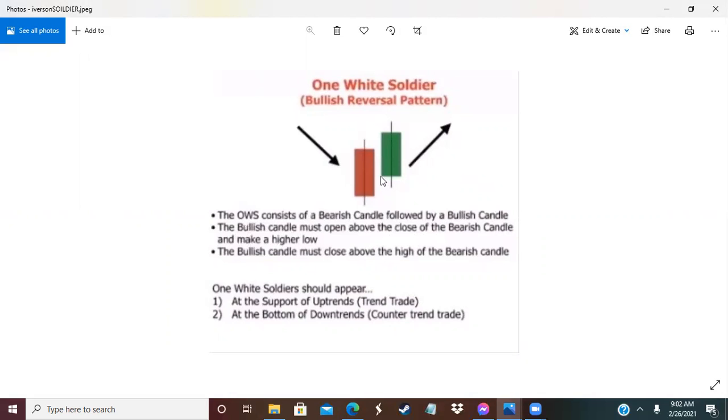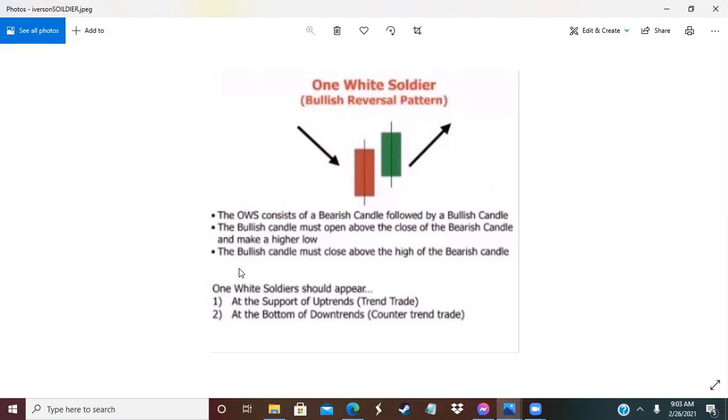So here's the open of the bullish candle. Here's the close of the bearish candle, so it's higher. Here's the low. Here's the low. So it's got a higher low. The bullish candle must close above the high of the bearish candle. Here's the close. Here's the high. So it's above it. One white soldier. There you go. You got it.